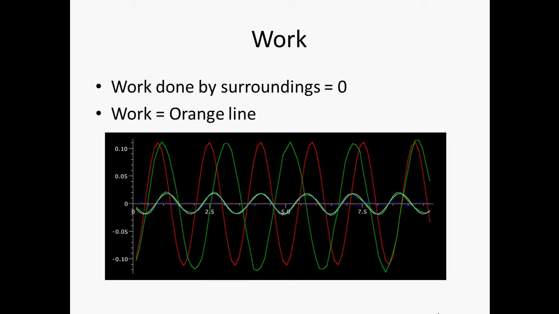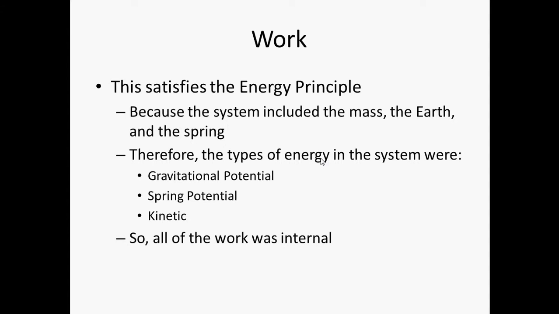The work done by the surroundings in this is 0, which is the orange line, as you can see here. So that satisfies the energy principle because the system included the mass, the earth, and the spring. Therefore, the three types of energy were gravitational potential, spring potential, and kinetic. All the work was internal, so there should really be no work from the surroundings.